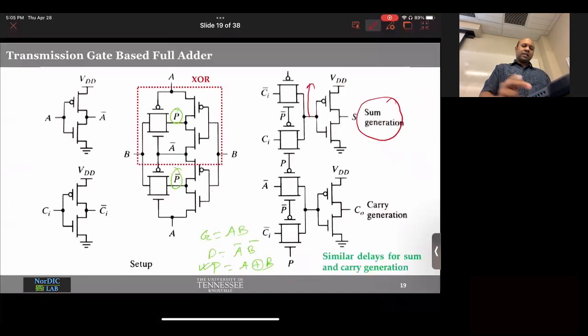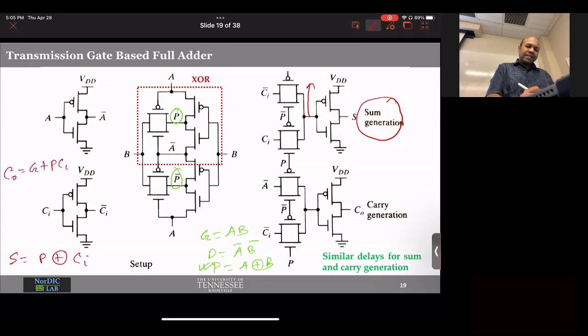Okay, so sum is propagate XOR carry in, and carry out is generate plus propagate times CI. Who did that? Computer scientists. They came up with an alternative representation of this Boolean function for sum and carry. How does that help? Simplifying the circuit in some cases, if you call this simplification.